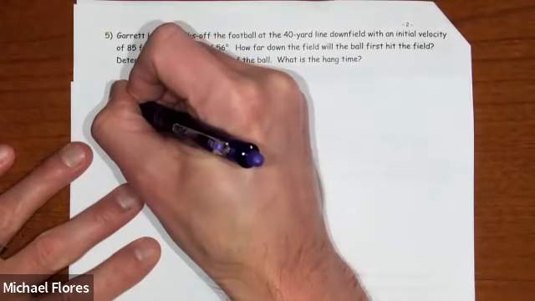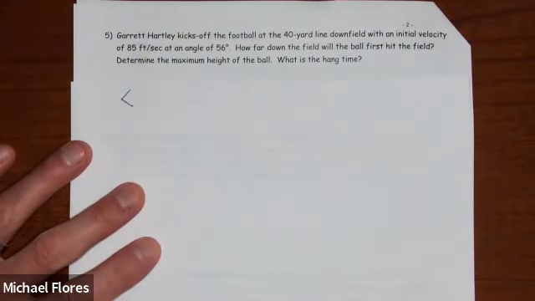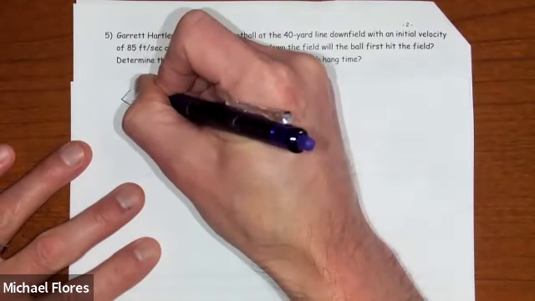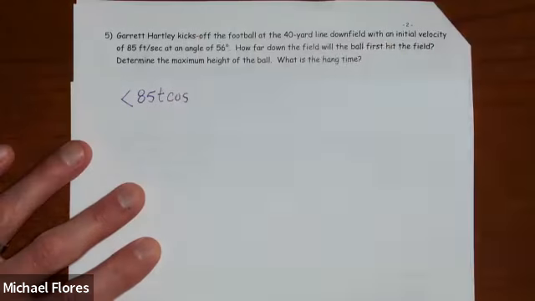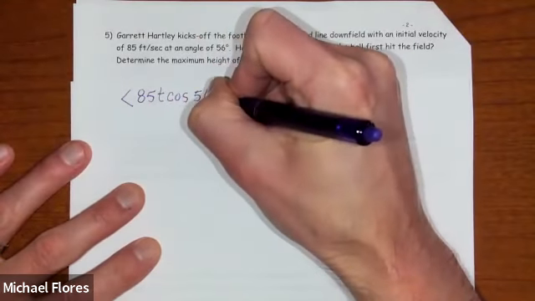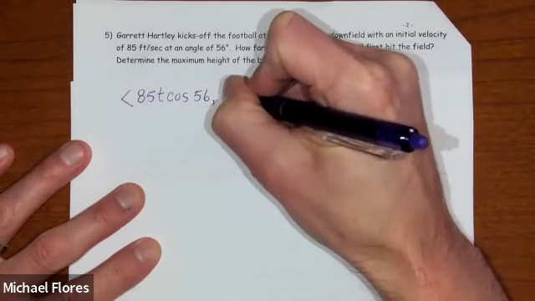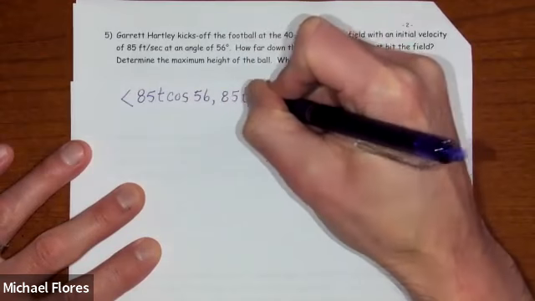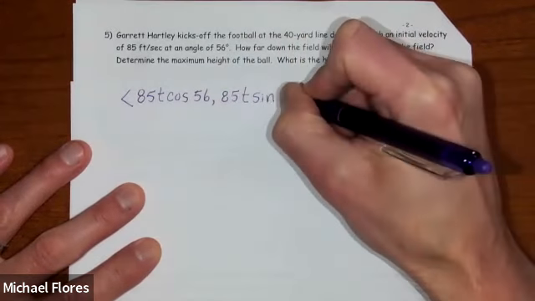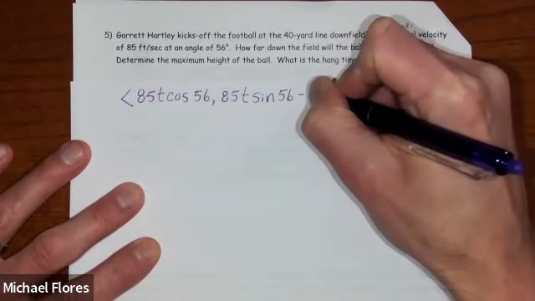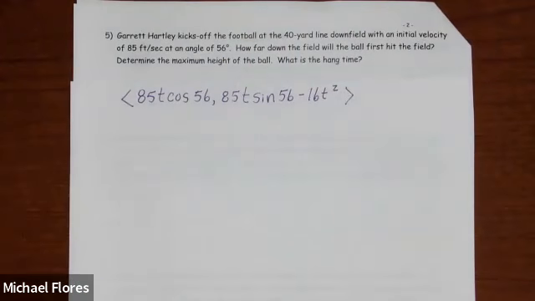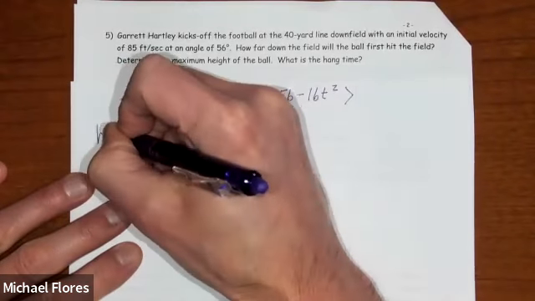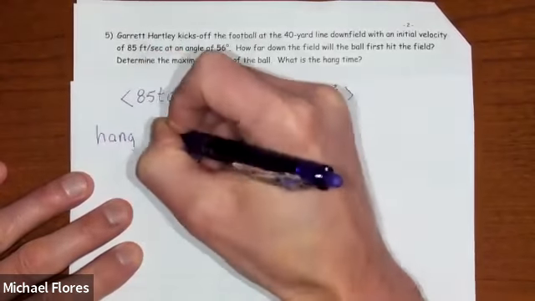Let's start with our component vector. Velocity, t, cosine angle. Velocity, t, sine angle minus 16t squared. Let's first solve for what is the hang time. Now, what that means is, when does it hit the ground? That's all it means.